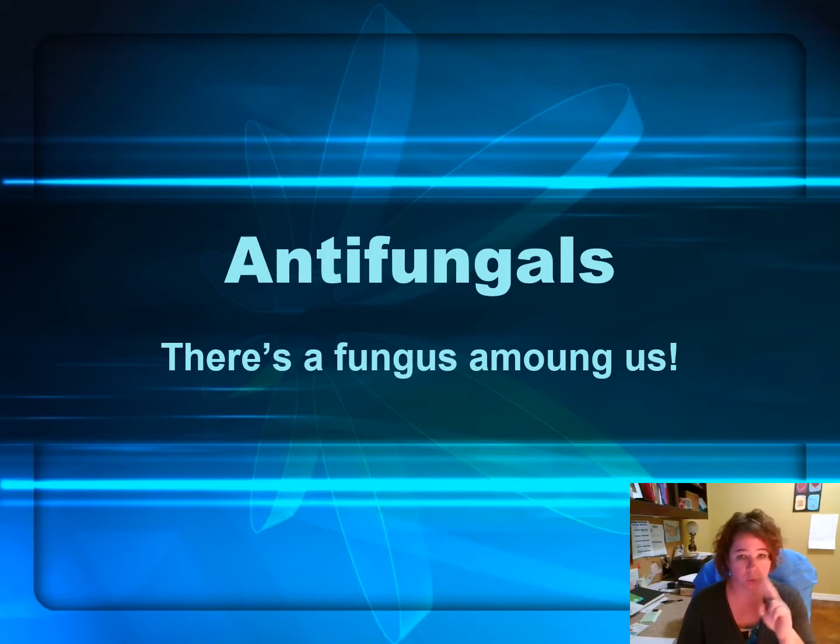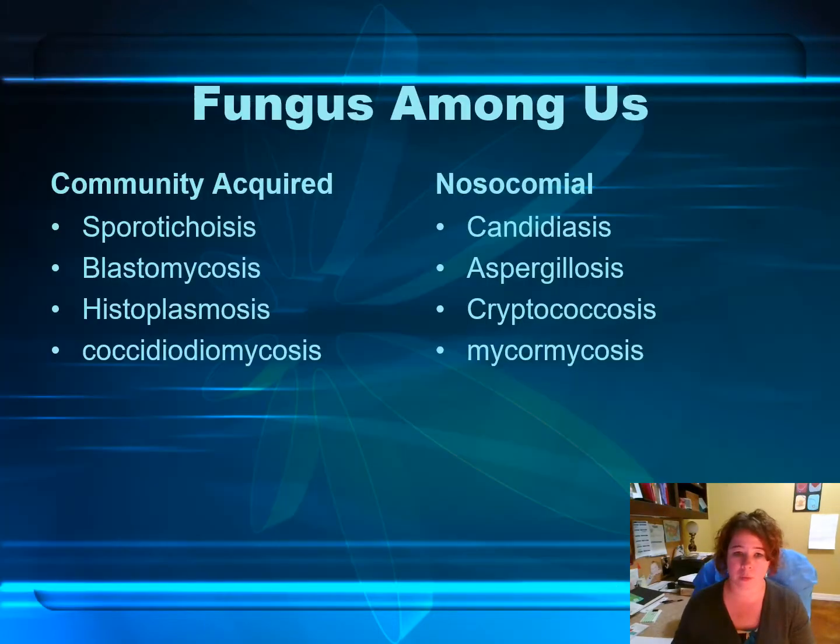There's basically 2 ways that we get fungus. It's either handling of contaminated soil or an overgrowth of our own normal flora. I will tell you that patients who are not immunocompromised typically don't get a lot of fungus, but when we do get fungus, it can make us pretty miserable. So there are 2 different types of fungus among us: community acquired and nosocomial.